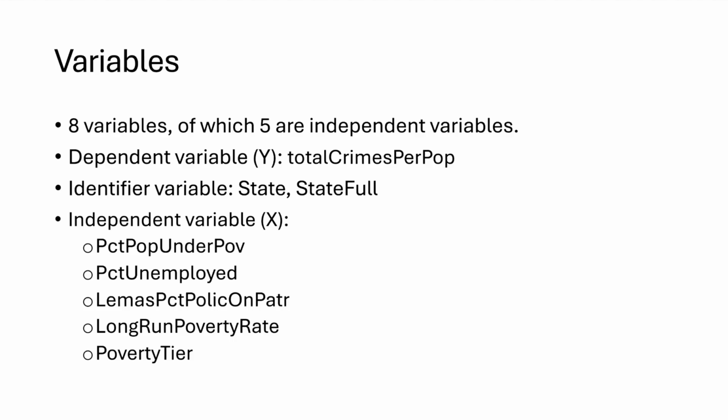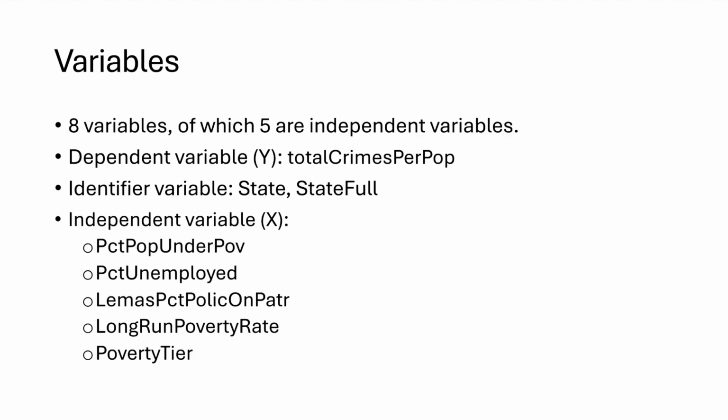Percent population under poverty is an independent variable x. It shows the percentage of the population that are living under the poverty line. The unit is percentage, and the variable is continuous. Percent unemployed is an independent variable x. It shows the percentage of the population that is unemployed. The unit is percentage, and the variable is continuous.